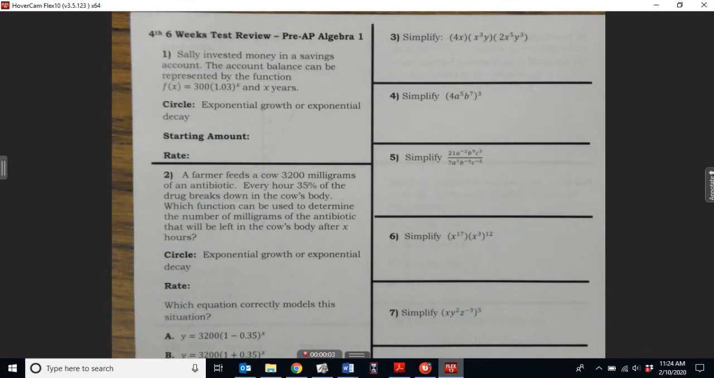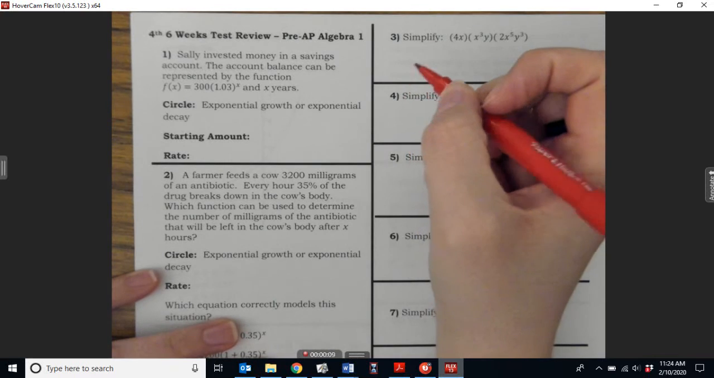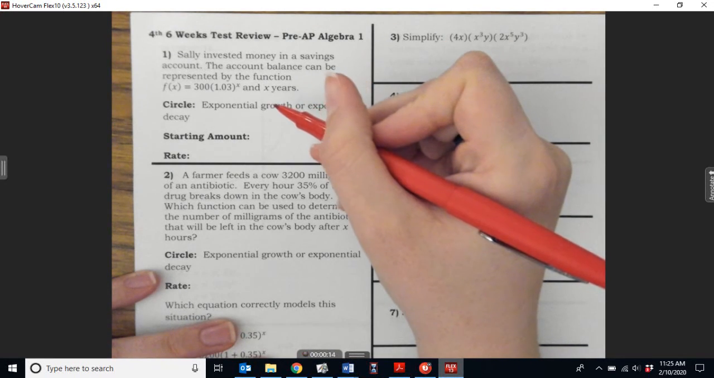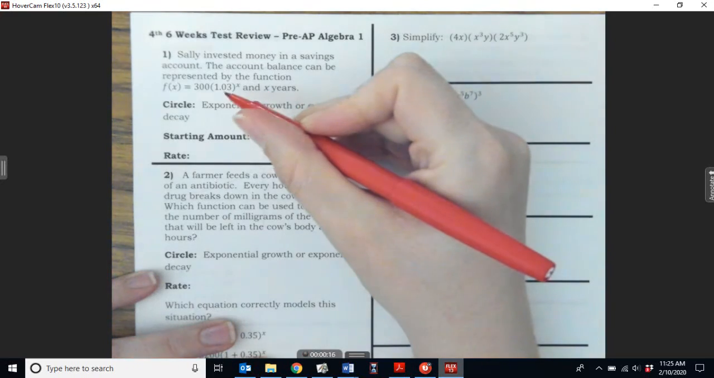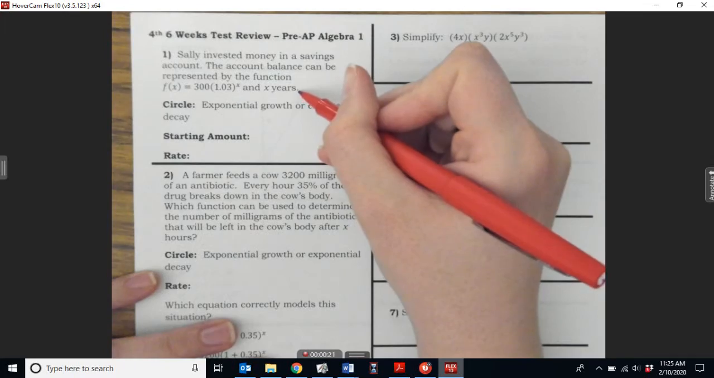All right, we're going to go through the review for your test. Number 1 says Sally invested money in a savings account. The account balance can be represented by the function f of x equals 300 times 1.03 to the power of x, and x represents the years.